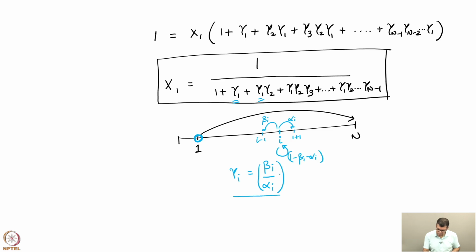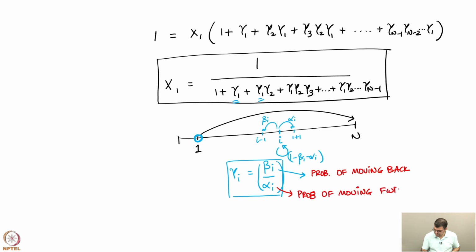So, it is this ratio of these two probabilities, where beta I is the probability of moving back and alpha I is the probability of moving forward. That ratio is gamma I, and it turns out that now I can derive a value of x1, but only if I know the value of gamma for all possible values of I. I need to know gamma 1, gamma 2, 3 and all the way up to gamma n minus 1.